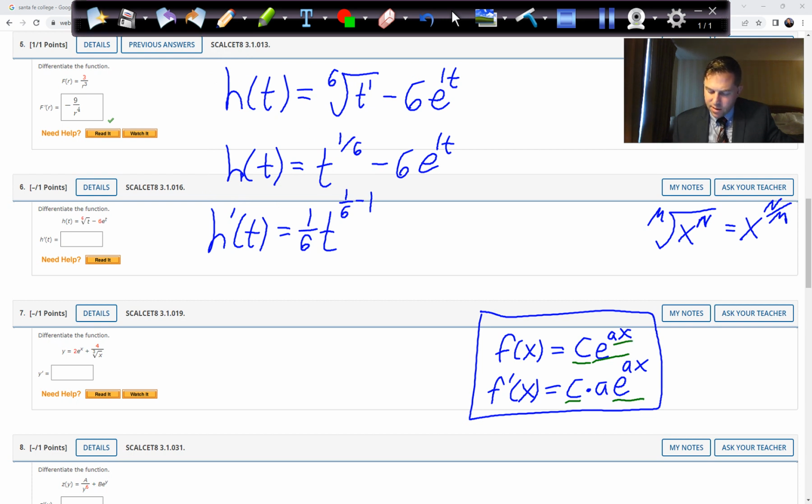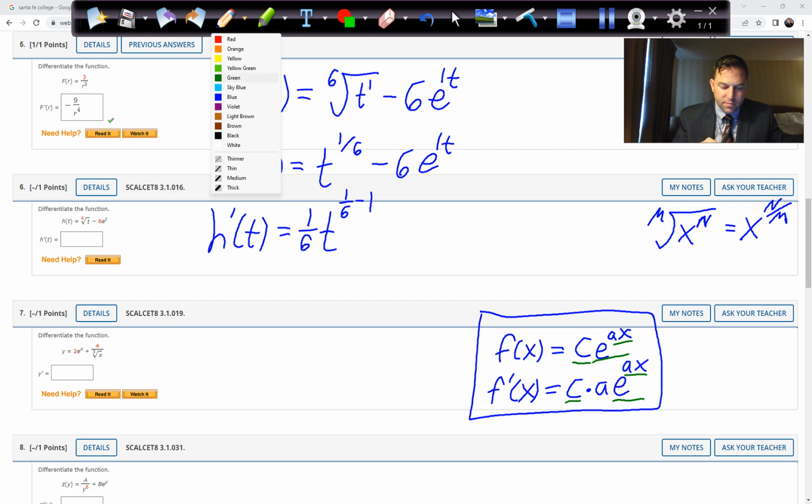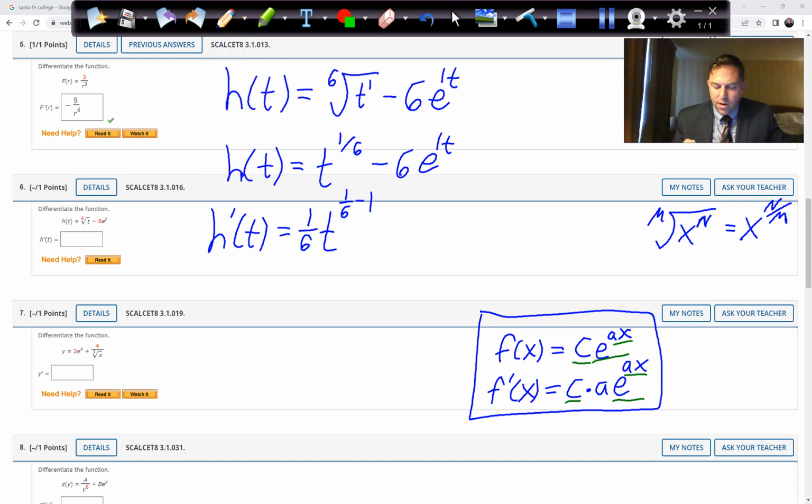Everything stayed exactly the same. The only thing that happened was we bring the a, whatever number's in front of this variable, out in front. But in our example, the number's a 1, so it's not actually going to change anything. This is going to be 6 times the power 1, and then e to the 1t is going to stay exactly the same. So that is how you would handle exponent functions.